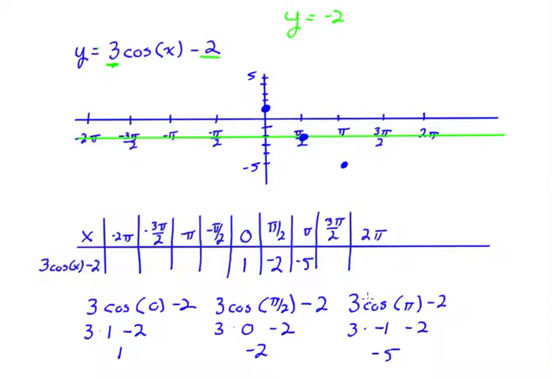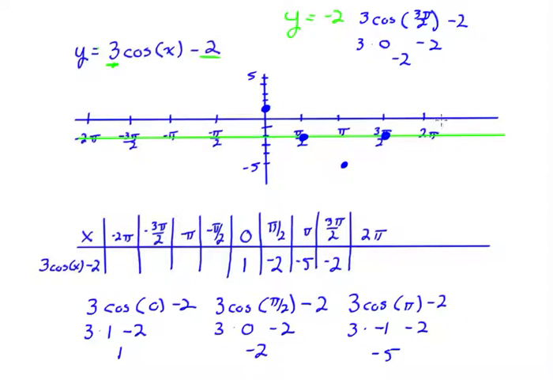All right, let's work out a few more points. We're at 3 pi over 2. I'll put it up here so you guys can see it. 3 times the cosine of 3 pi over 2 minus 2. Okay, the cosine of 3 pi over 2 is 0. Minus 2, that's 0 minus 2, or -2 again. So we're coming back up to that imaginary axis.